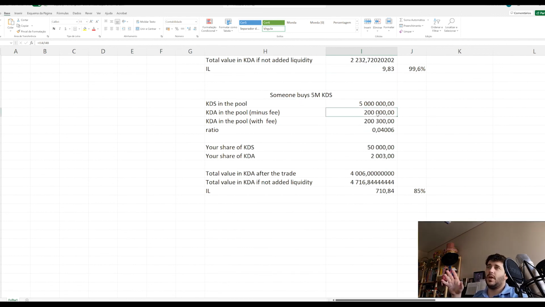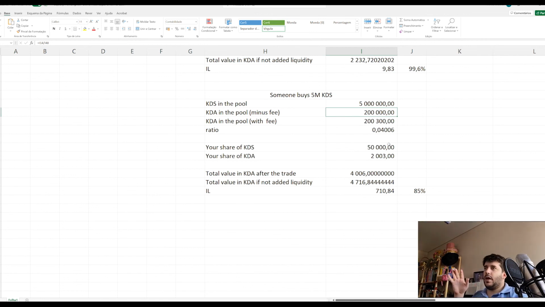First of all, they would have a price impact that's absurdly high, right? This is the ratio they would have to pay for this, okay? Instead of 0.01, it's 4 times the ratio of the initial pool. But let's assume someone crazy does this, okay?